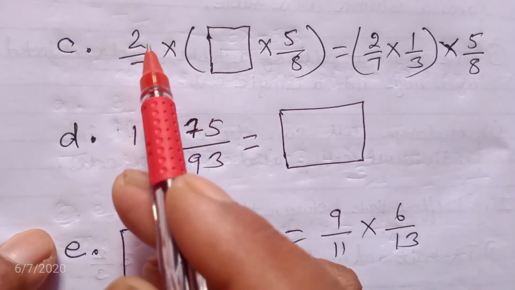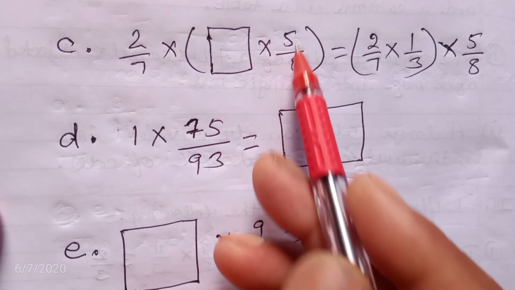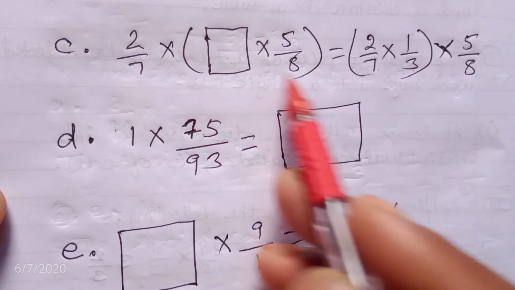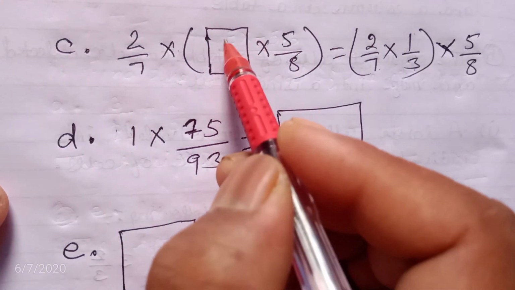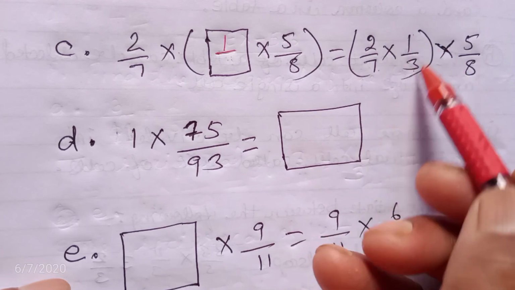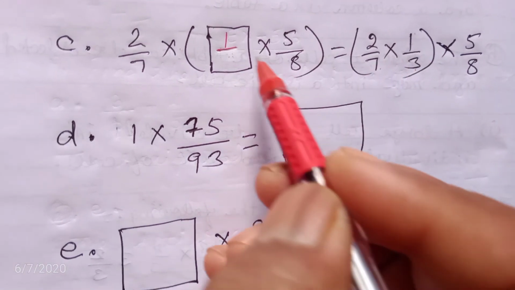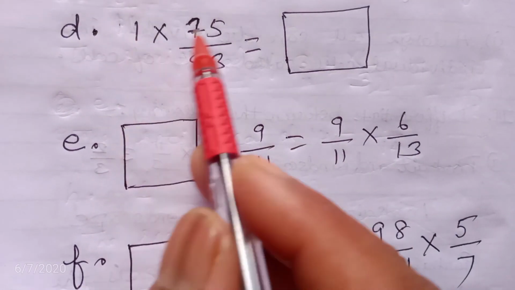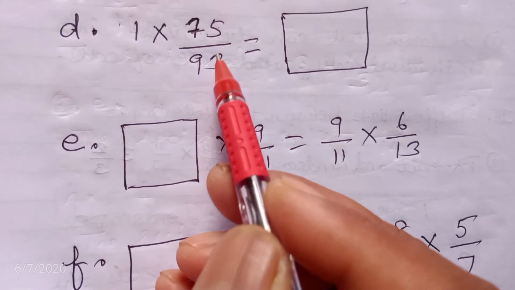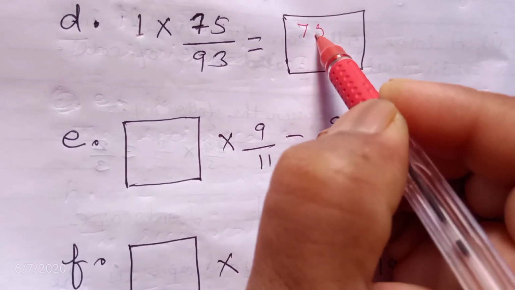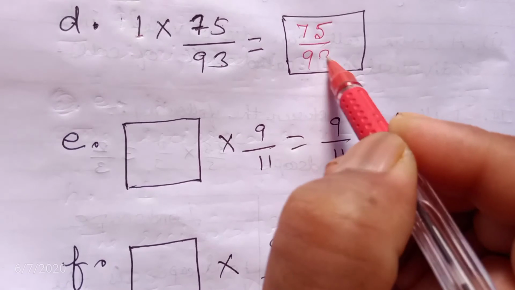Now see 2 by 7 into dash into 5 by 8 equal to 2 by 7 into 1 by 3 into 5 by 8. You can see, students, 1 by 3 here is missing. After watching the right side you can see that 1 by 3 is there. So fill 1 by 3. Next, number D, 1 into 75 by 93. Any fraction multiplied by 1 is the fraction itself. So the answer is 75 by 93.